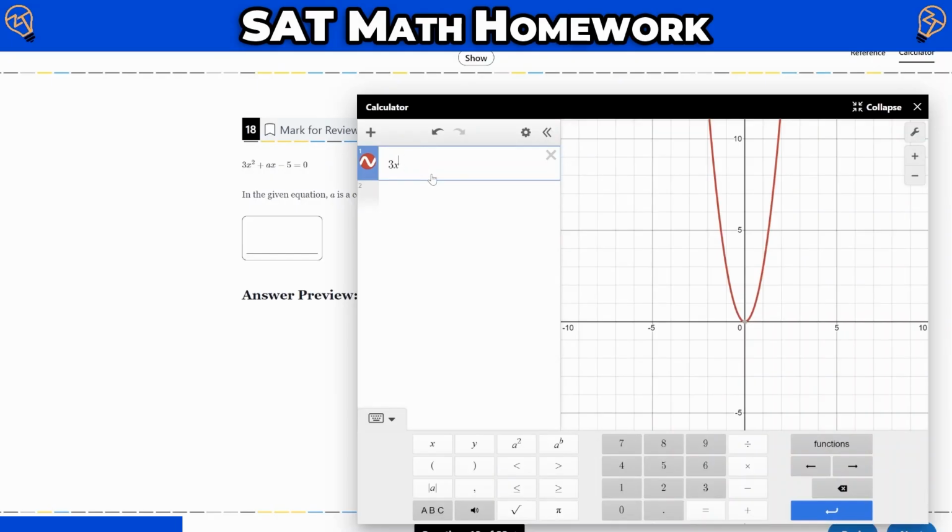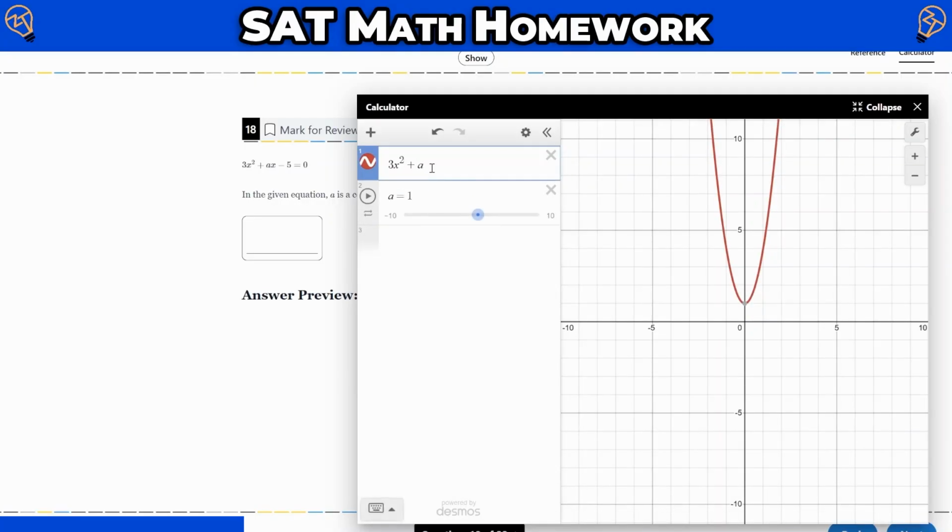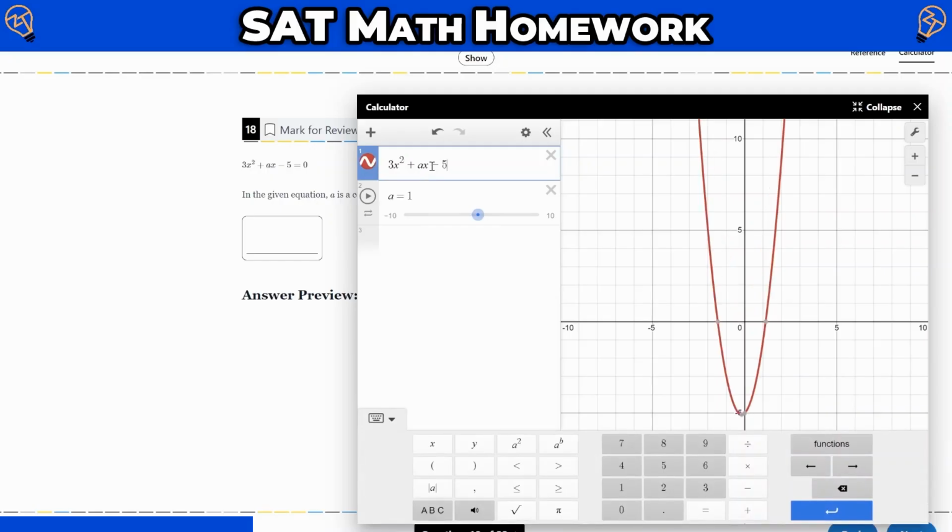Or something I actually prefer is once I have the x there, I like to press Shift 6, which activates the caret key on your keyboard. And that way it goes up and I can type the exponent. Now I'll press right to get back down. I'll put plus a, and then I'll click add slider. And then we'll go back here, finish this out. x minus 5 equals 0.